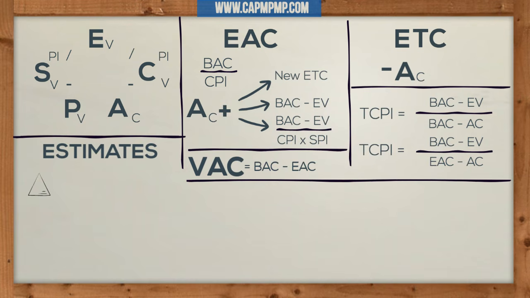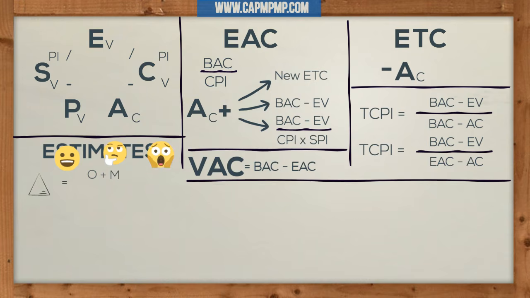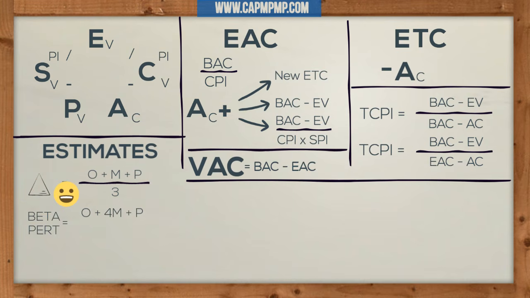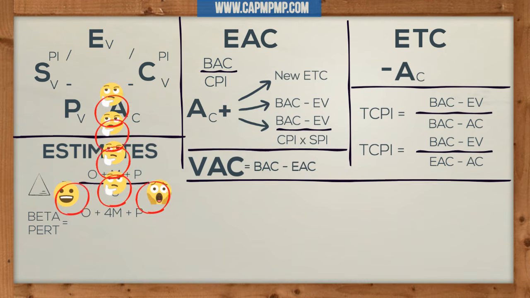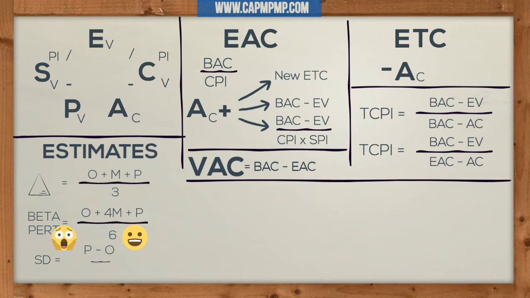You can find the triangular estimate by adding the optimistic estimate plus the most likely estimate plus the pessimistic estimate and dividing everything by 3. The beta or paired estimate is found by adding the optimistic estimate plus 4 times the most likely estimate plus the pessimistic estimate and dividing everything by 6. Each beta and paired have 4 letters, so this 4 should be easy to remember. The standard deviation is the pessimistic estimate minus the optimistic estimate, then divide by 6.